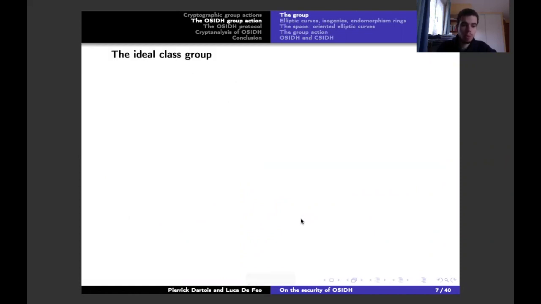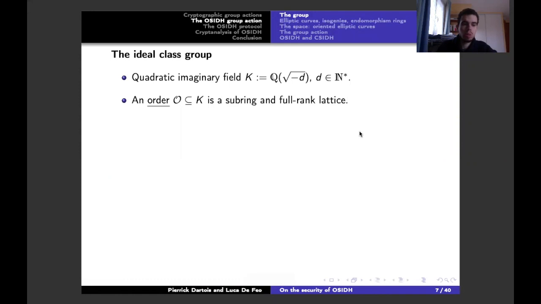First, we need a group. That will be the ideal class group of an order in a quadratic imaginary field. So I will briefly recall what it is. A quadratic imaginary field is a field extension of degree 2 over Q that is not real. An order is a subring and a full rank lattice in this field. If we fix an order O, we can look at O-ideals, which are simply lattices stable by multiplication by O. There is a commutative multiplication law of ideals with the order as neutral element.